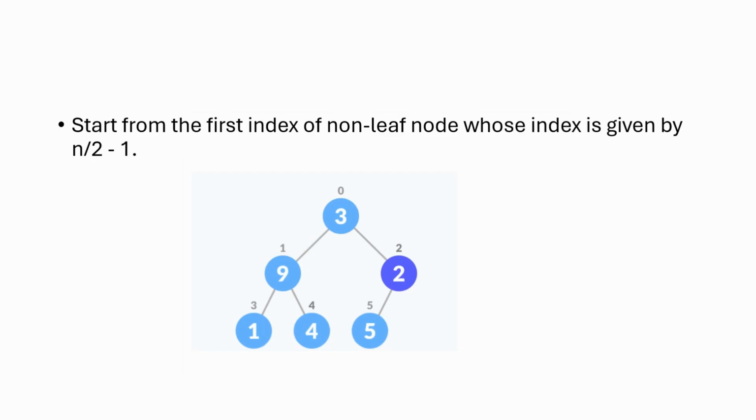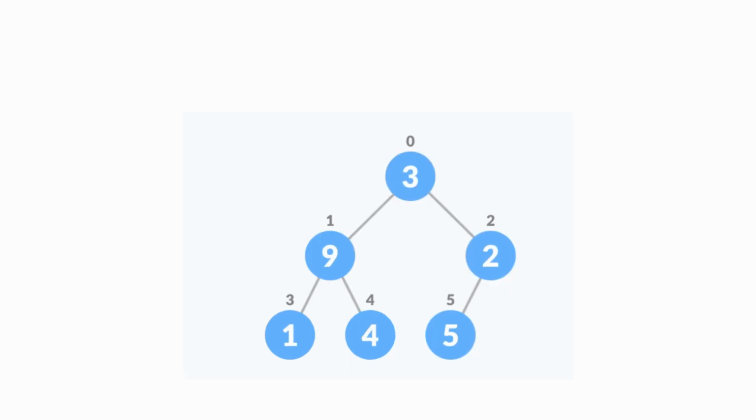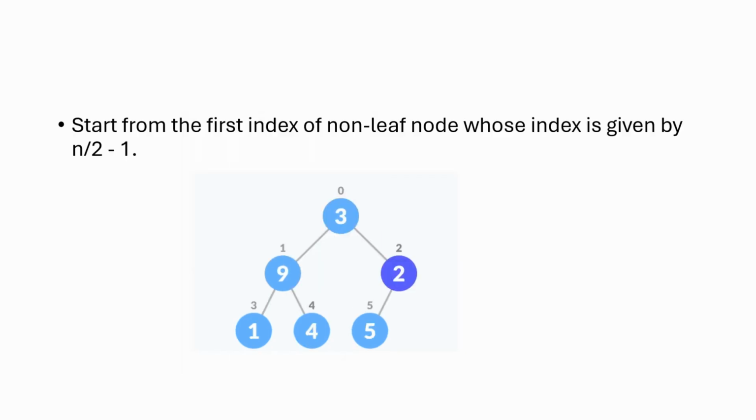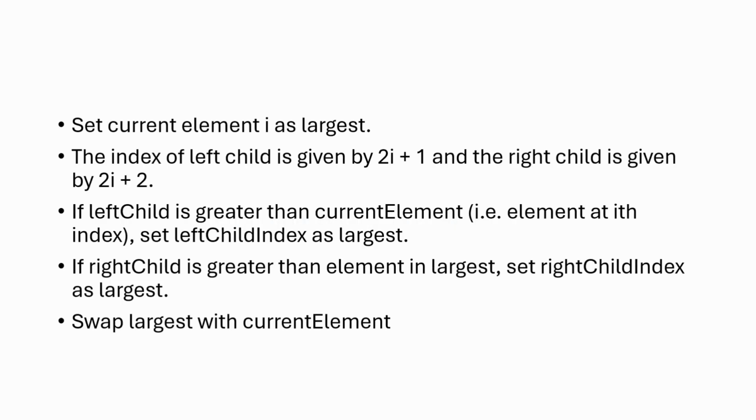What's the difference here? This picture right here isn't really ordered in any particular way. Now, the way you go about making this into a heap is you start from the first index of a non-leaf node, whose index is given by n divided by 2 minus 1. So you get this node right here, the node 2. And then set the current element to largest. The index of the left child is given by 2i plus 1, and the right child is 2i plus 2.